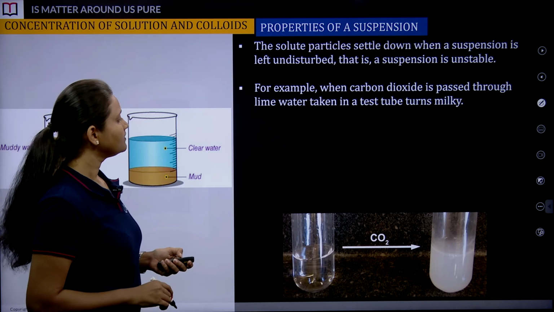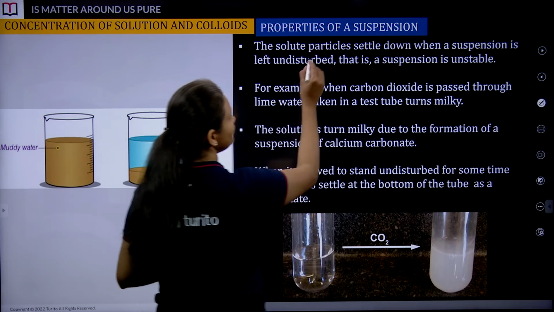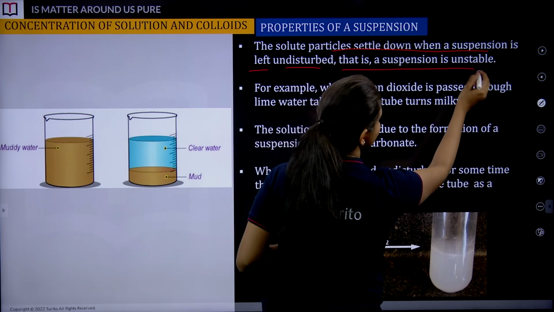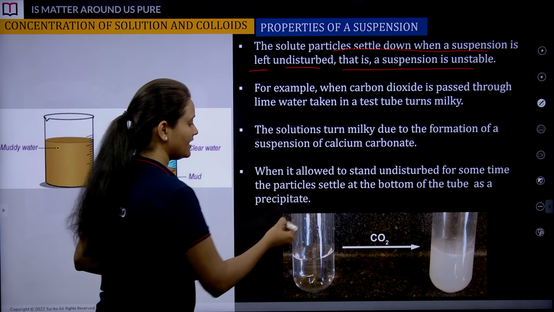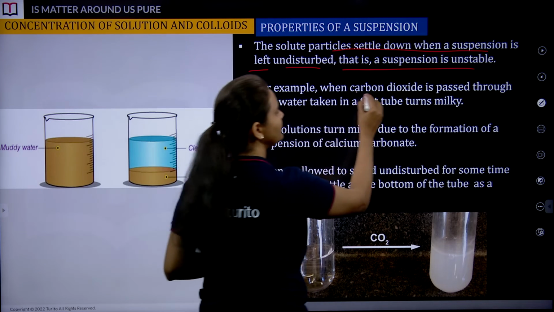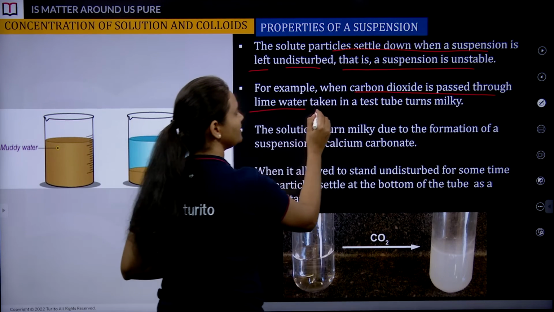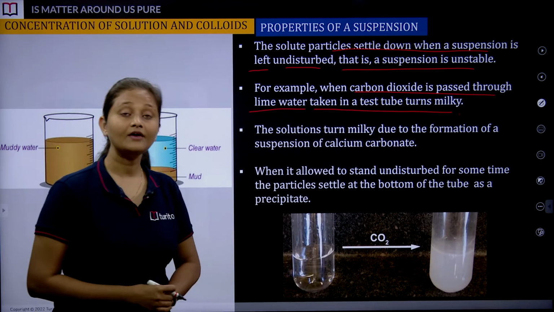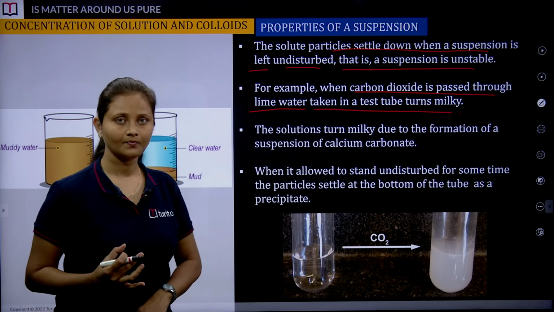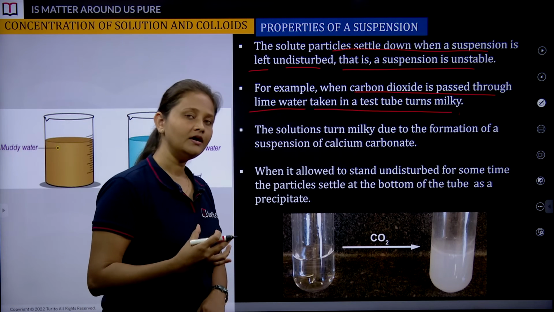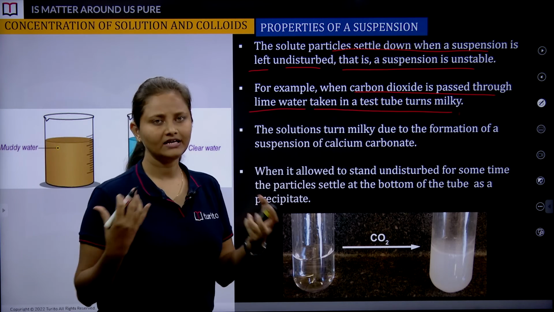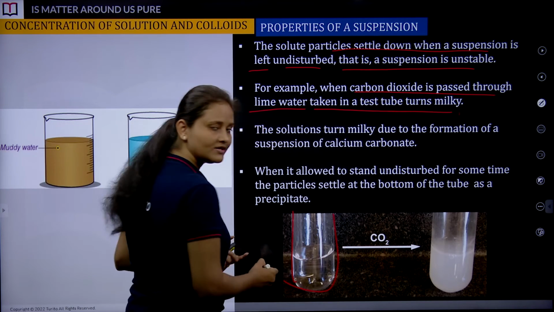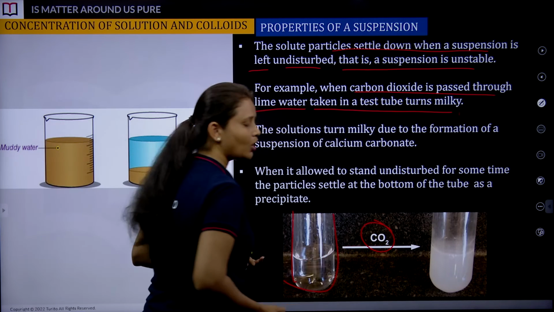Okay. Next we have: the solute particles settle down when a suspension is left undisturbed, that is, the suspension is unstable. Here we have an example, students: when carbon dioxide is passed through lime water taken in a test tube, it turns milky. We take carbon dioxide and we have lime water, that is calcium hydroxide. When this calcium hydroxide and carbon dioxide react together, what happens in a test tube? Suppose this is a test tube. Lime water is taken and now we are passing carbon dioxide to it.